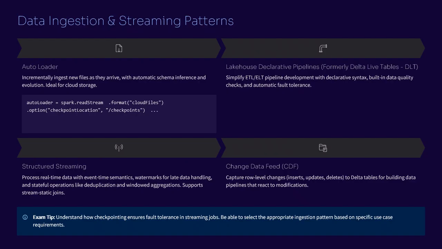In this section, focus on ingestion and streaming. Autoloader is great for incremental file ingestion with schema inference and evolution, plus checkpointing for reliability. Lakehouse declarative pipelines, formerly Delta Live Tables, offer declarative pipeline building with quality checks and fault tolerance.